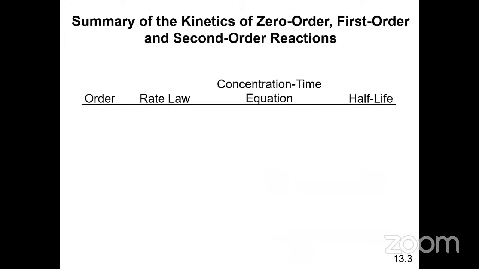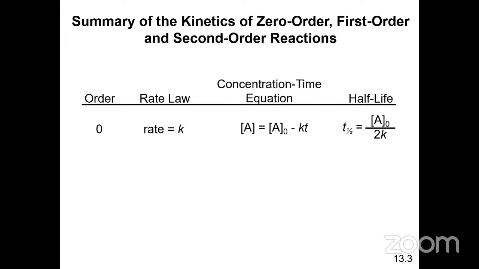Okay, so to summarize, for the zero order reaction, that was the first one we looked at, the rate law would be rate is equal to K. Remember, the concentration of A is raised to the 0 power, so that equals 1. So the rate is equal to K. The equation relating the concentration to time is this equation right here. We derived that. And the half-life equation is this right here.